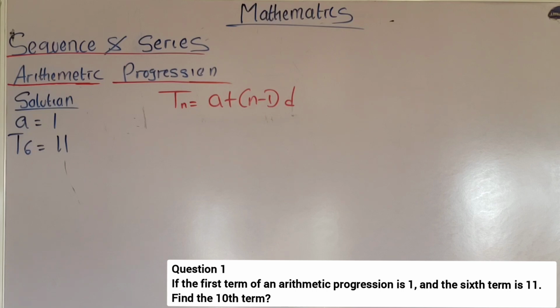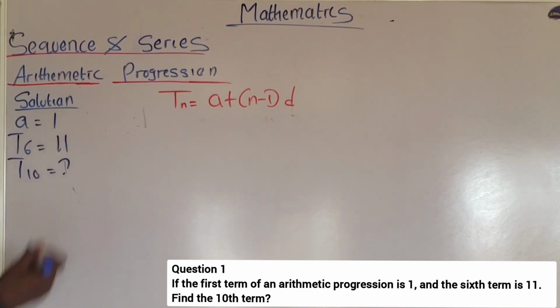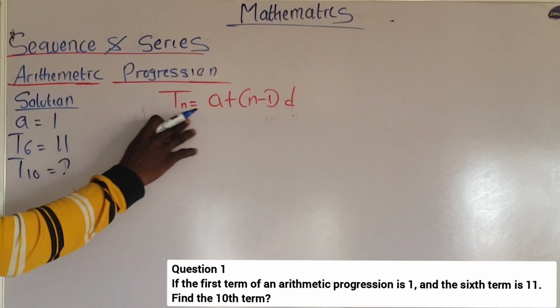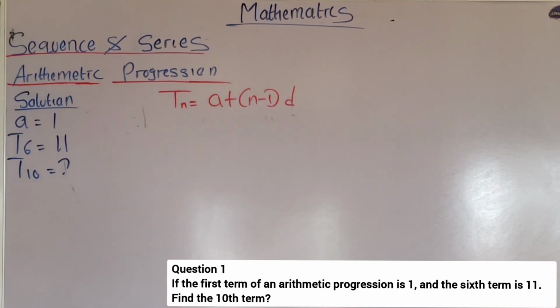Okay. So now, how do we find the 10th term? We have to determine the 10th term. To get the 10th term, we need to know the common difference. Listen, we need to know the common difference. So I need to solve for the common difference before I can determine the 10th term. So that's what I'm going to do now. Don't forget that I told you that the nth term of an arithmetic progression is A plus n minus 1 multiplied by d.